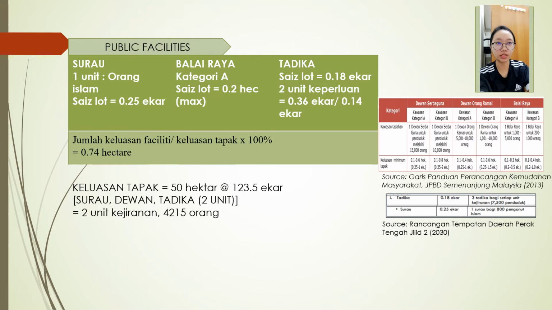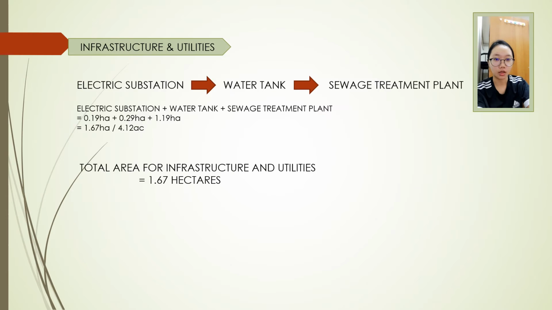There are 3 types of public facility. The first one is Surau, then Balai Raya, and Tadika. Every public facility has 2 units for every neighborhood. About the infrastructure and utilities, there are 3.